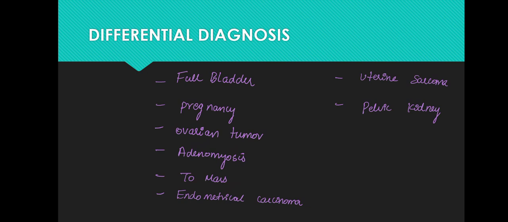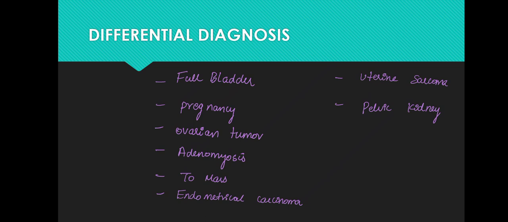Then the differential diagnosis for fibroid, that is the leiomyoma. The most important physiological condition which is a differential diagnosis is full bladder. So to rule this out, we ask the woman to empty her bladder before we perform per-abdominal examination so that we prevent getting a full bladder.